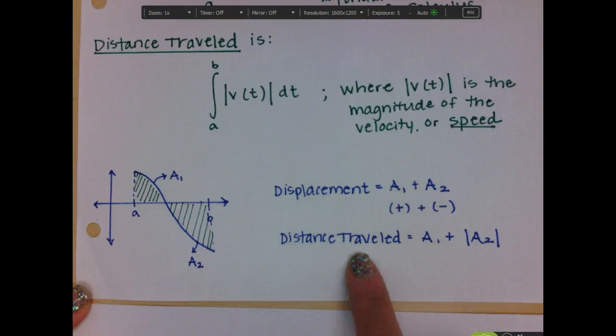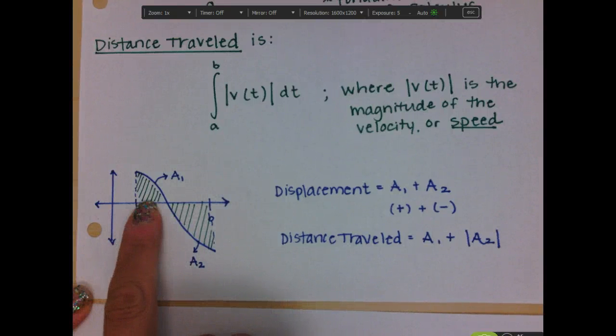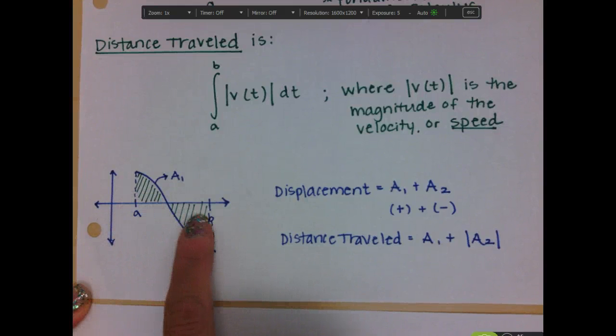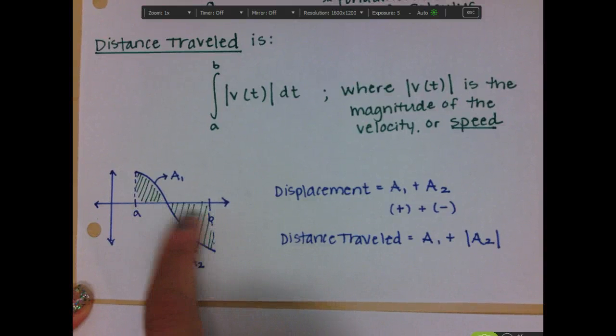The distance traveled, on the other hand, if we wanted to calculate that, we're still finding area, but what we're doing is we're taking the absolute value. Now this section here doesn't need an absolute value because it already is positive. But this section down here, we need to take its absolute value to get its area and add the two together.